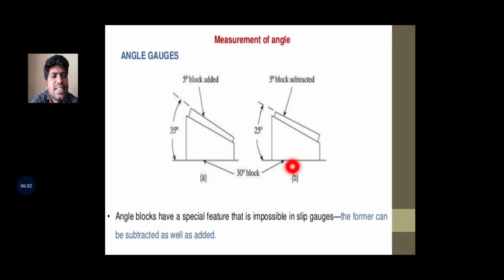So here we see the angle gauge. First in the diagram we see a 35 degree angle and a 5 degree block added to make the measurement of the angle. Here in B we see a 30 degree block. We add the 5 degree block, subtract it, and make the measurement. So due to the two measurements, the angle will be measured on the angle gauge.